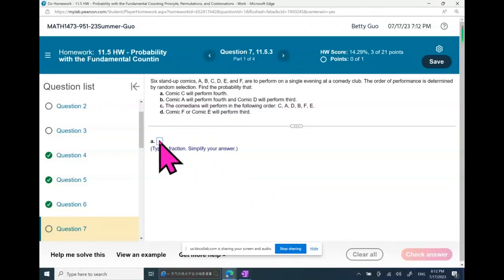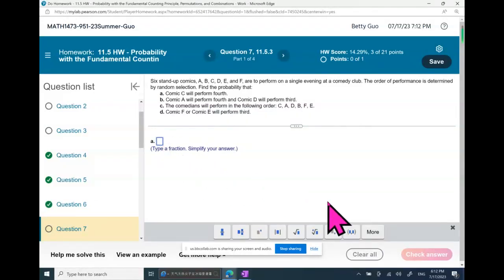Let's think about the sample space, or the experiment. The experiment is to arrange the 6 people in 6 slots, the same way you put 6 books on a bookshelf. So the sample space should contain 6 factorial different outcomes. In total we have 6 factorial, or P(6,6), that many different permutations. Let me write it down.